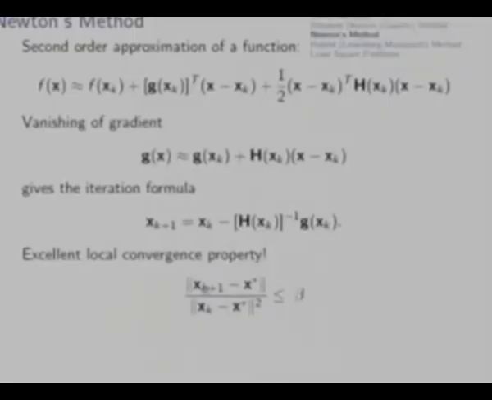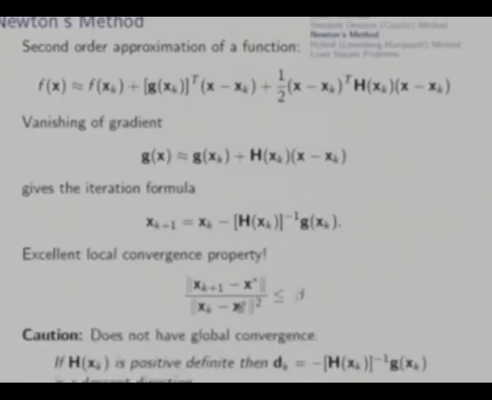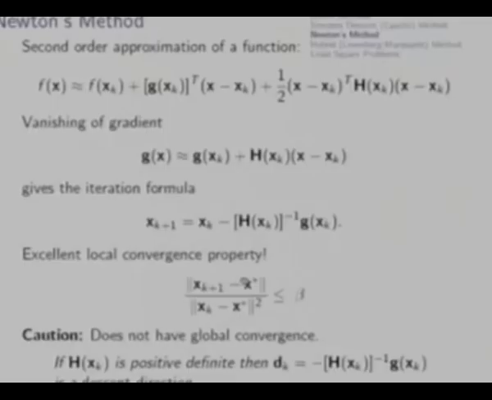The great merit of this method is that it has got excellent local convergence. That is, local convergence is quadratic. See, the error in the next step divided by the error in the previous step squared is finite. That means at every step you will be expecting 2 orders of decrease in the error value. However, the point to caution is that this method does not have global convergence, something which is a bare minimum necessary for any optimization method, that it must have global convergence.